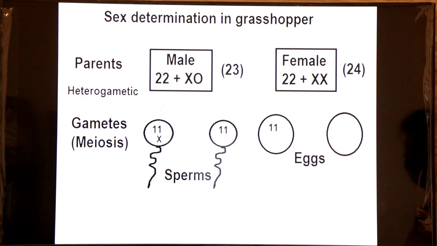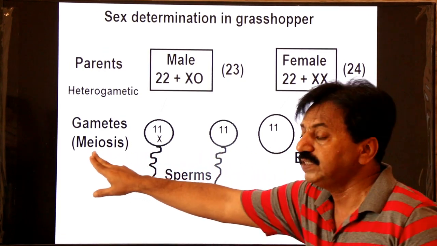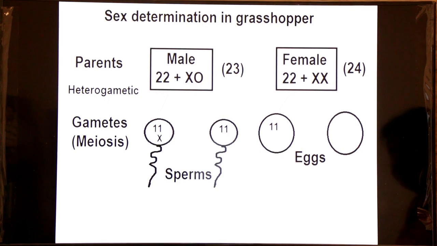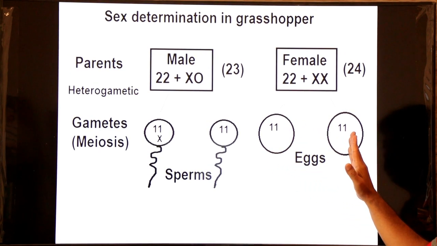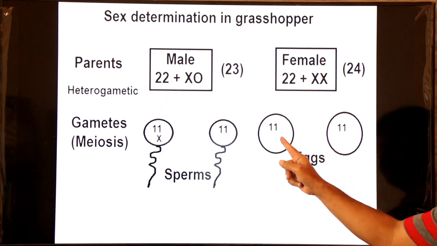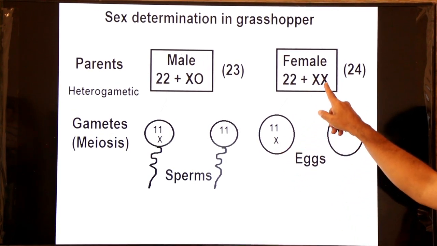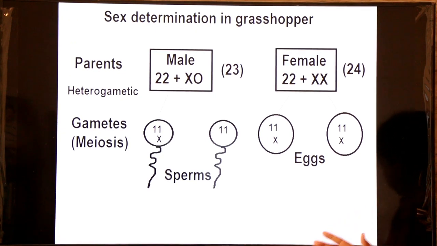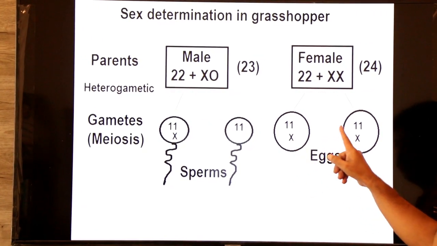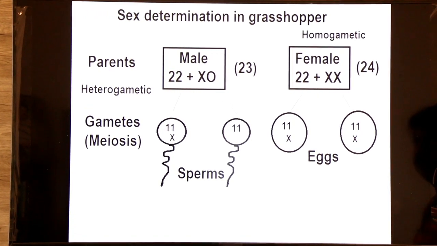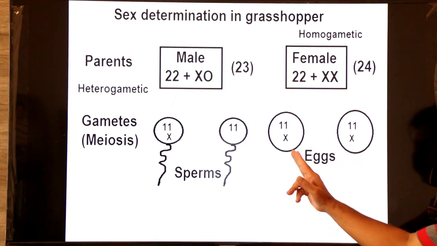Now in case of female, as you know, the autosomal number is 22. 11 autosomes go to this egg, in which process? Meiosis, as it reduces the number of chromosomes. And similarly, 11 autosomes go to this egg. Now the autosomes are half. And here you see there is a pair of sex chromosomes. So one X will go to this egg and the second X will go to the other egg. Now she produces two similar eggs, one with 12, the other with 12: 11 autosomes and 1 X chromosome each. So in case of grasshopper, the female is homogametic, producing the same type of eggs, each with 12 chromosomes.